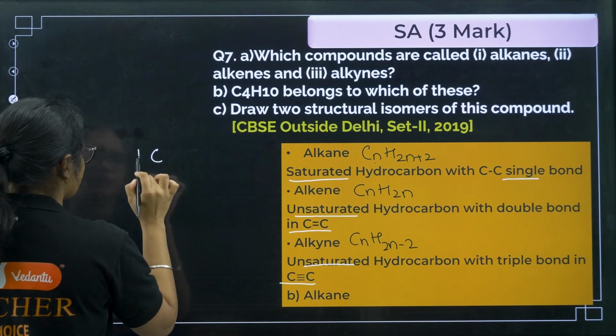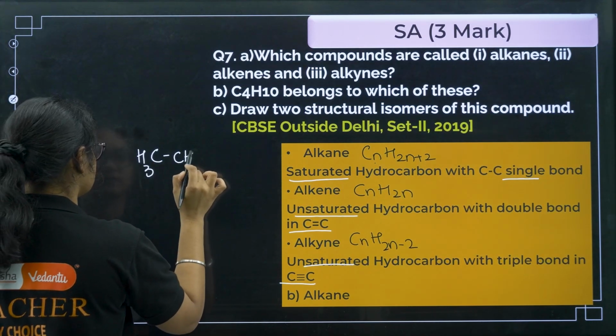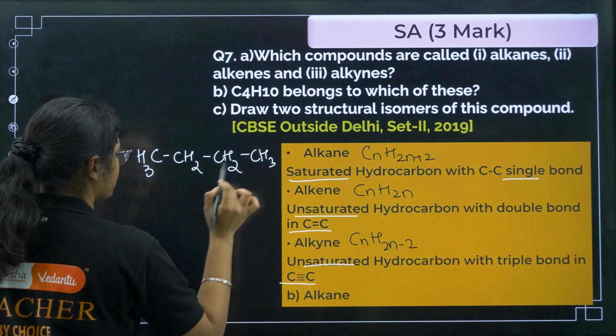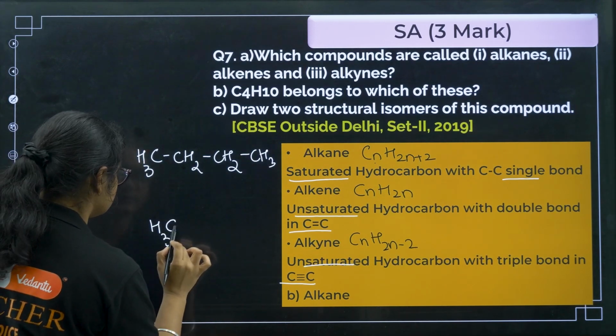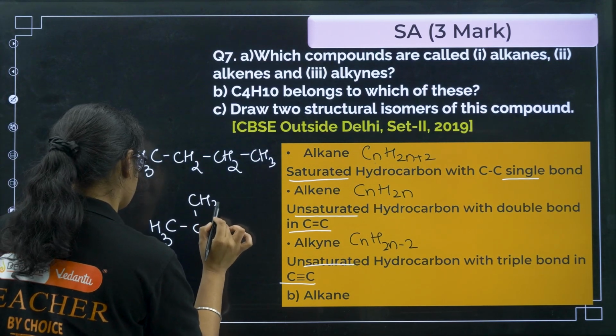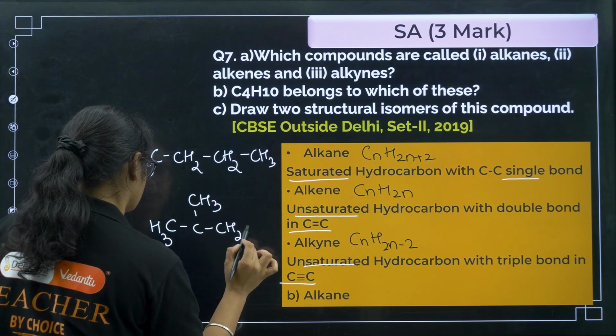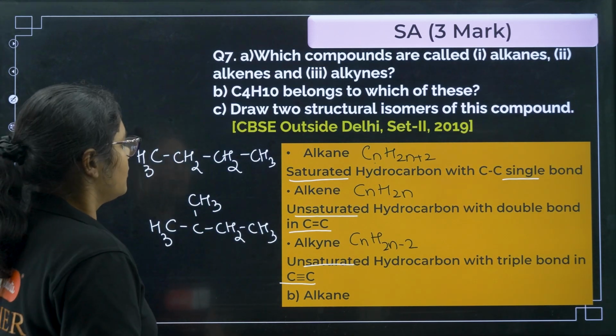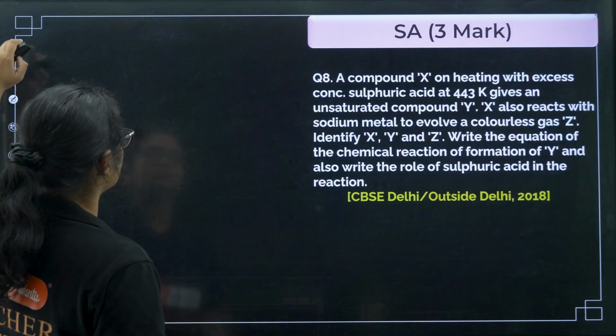One structure I can draw like this: CH3, CH2, CH2, CH3. Okay, and another structure is like this. Okay, these are 2 structural isomers. Okay, next we'll go to question number 3.